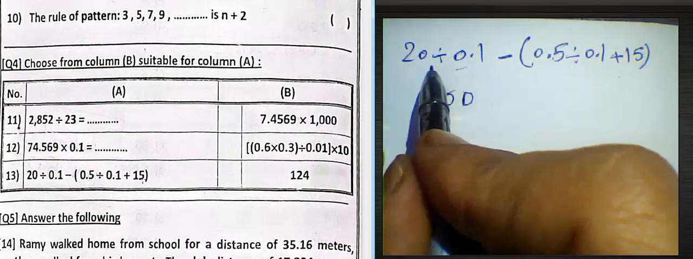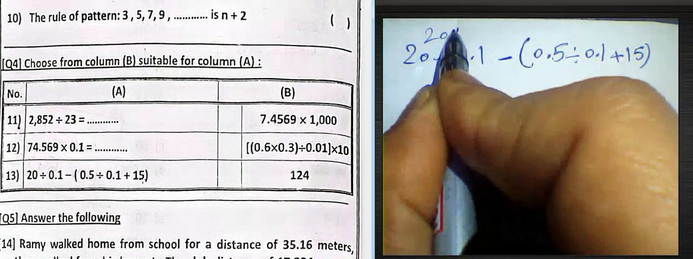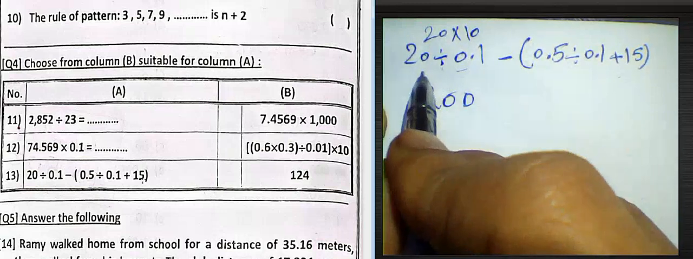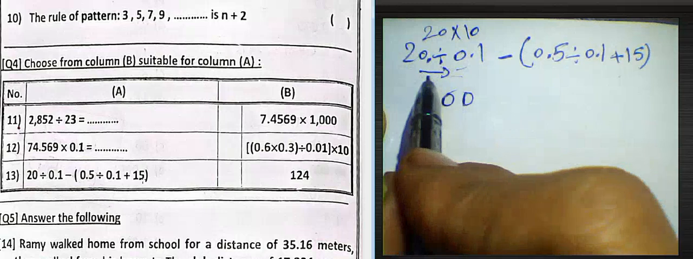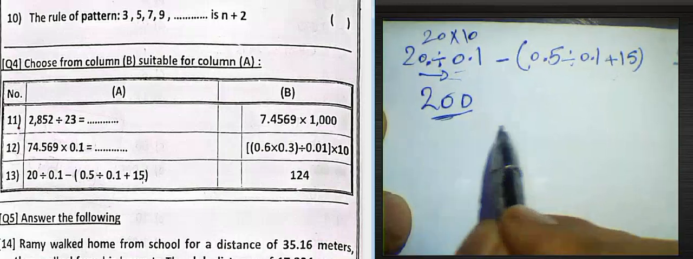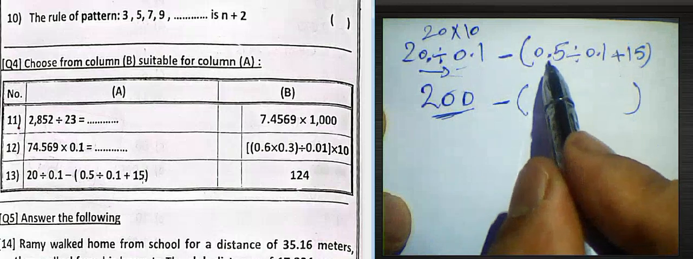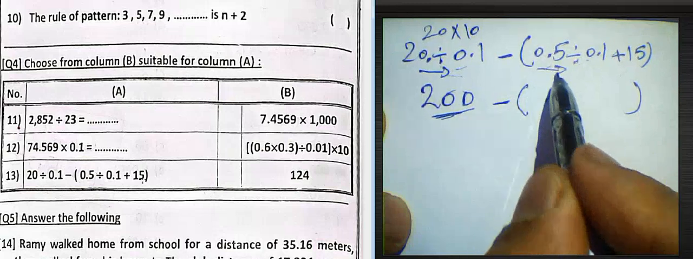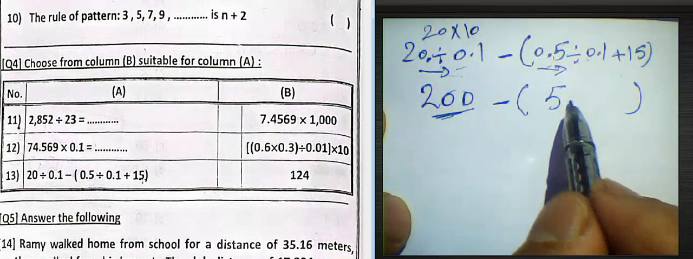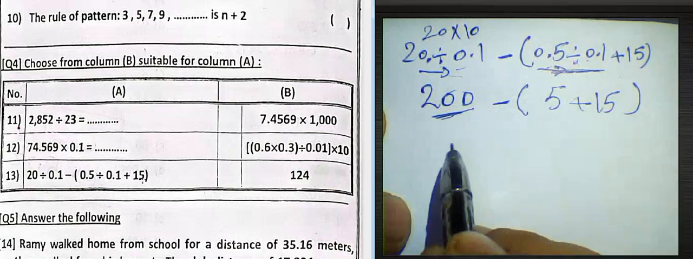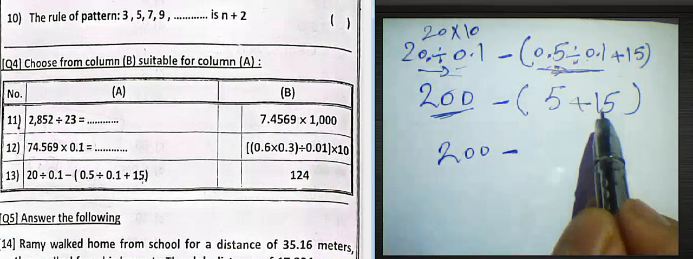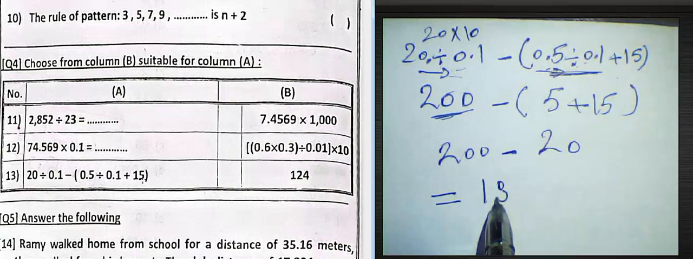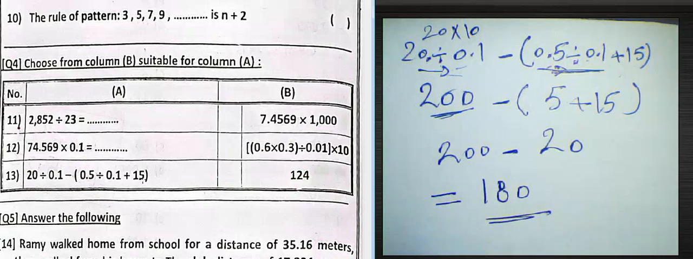Okay, we must multiply this number 20 by 10, we must convert from division to multiplication and find the inverse. Or you can move the point to the right-hand side by one digit. The result will be 200, subtract 0.5 divided by 0.1, it will be 5. We can move the point to the right by one digit, and we can cancel it, 5 here plus 15. So we must write 200 subtract 5 plus 15, equal 20. 200 minus 20 equal 180. So the result will be 180.